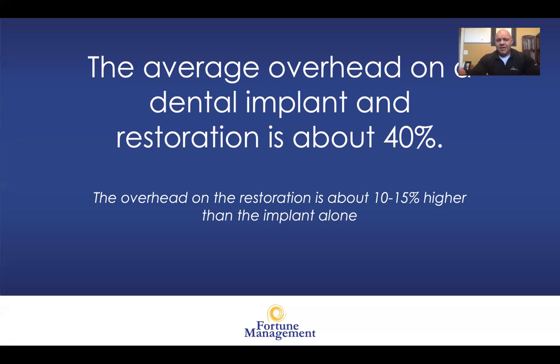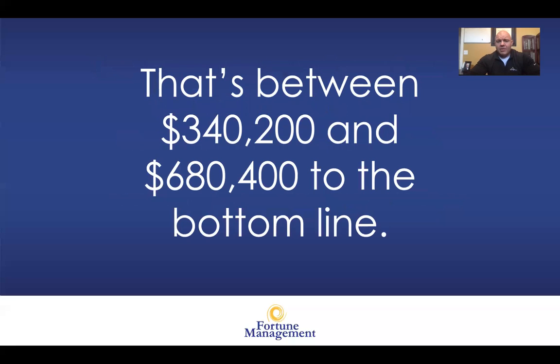I mean, you spend $500,000 on an education, another $500,000 to $1 million on a practice loan. There are a lot of financial liabilities and obligations out there. And so at that stage in your career, you earn the right to work smarter, not harder, and earn more and work less. If you look at the math we've just done, with the average overhead on a dental implant and restoration of about 40%, that's between $340,000 and $680,000 to the bottom line, which is extraordinarily exciting. That's a big, big impact.